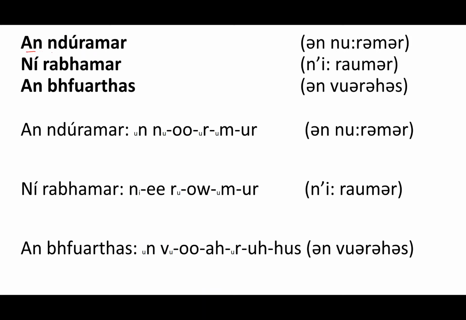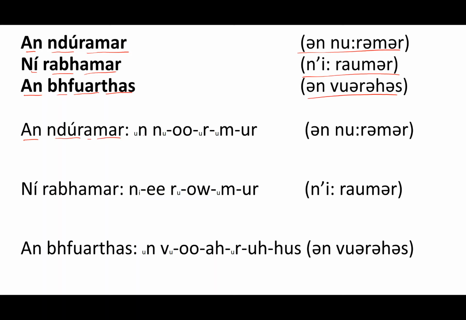You have A-N, N-D-U, Fada-R, A-M-A-R. Underneath it, N-I, Fada-R, A-B-H, A-M-A-R. And finally, A-N, B-H-F-U-A-R, T-H-A-S. Over to the right, you have everything written out in the phonetic alphabet. So let's begin. Our first example, A-N, N-D-U, Fada-R, A-M-A-R.